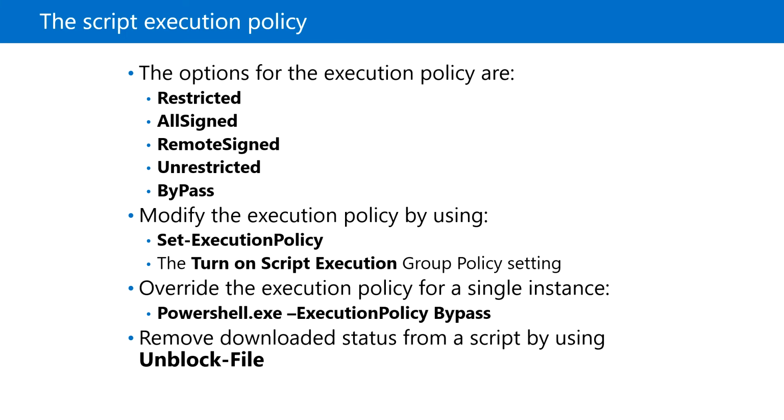And if you have modified any downloaded script, the script will still have the attribute which identifies it as a downloaded file. So to remove that status from the script, you can use the Unblock-File cmdlet.